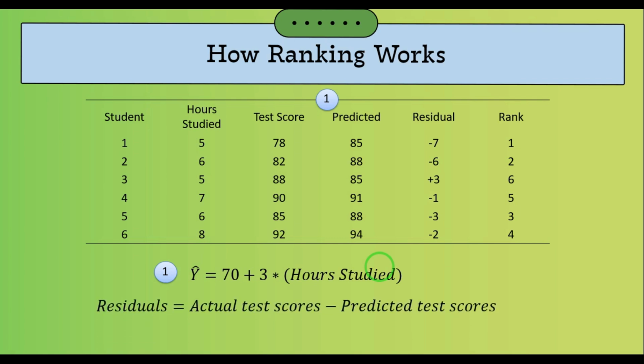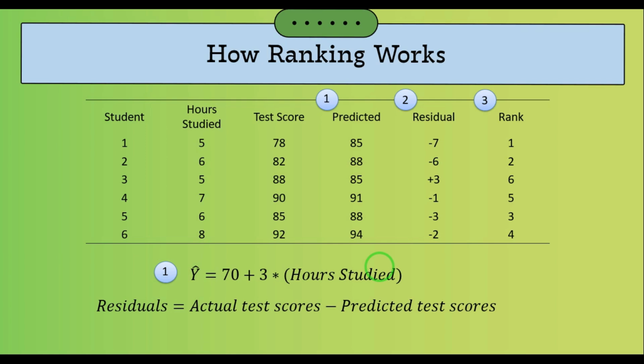In step 2, we compute residuals. Residuals equal the actual test score minus the predicted test score. And here you can see them for all of the students. And in step 3, we rank the residuals from lowest, most negative, to highest. And finally, in step 4, you apply the ANCOVA logic on these ranks instead of on the raw data. So that's the essence of Quade's ANCOVA.